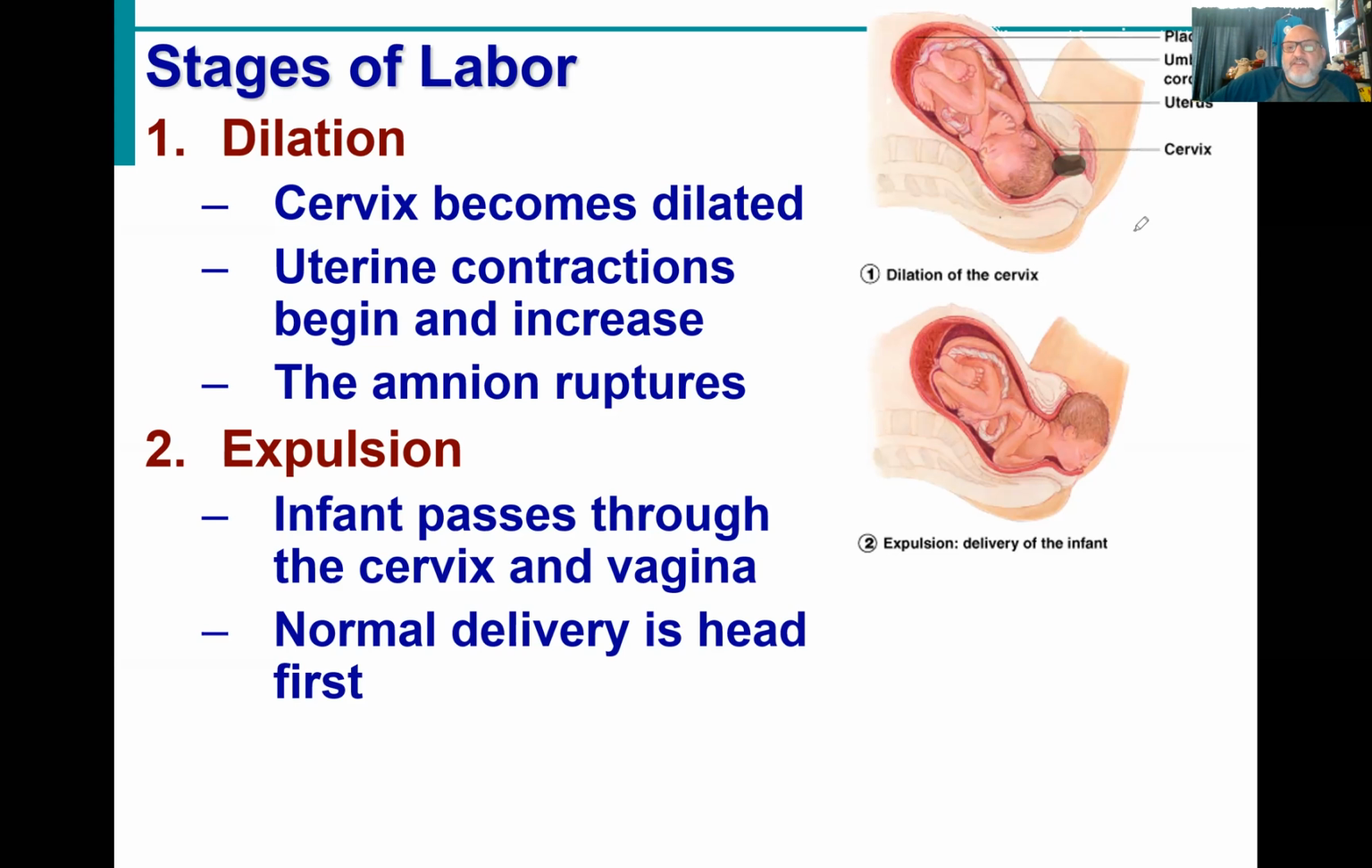So typically, if expulsion doesn't occur within 24 hours of a woman releasing her water or having her water break, then they will either try to chemically induce labor, or they will ultimately do a cesarean.